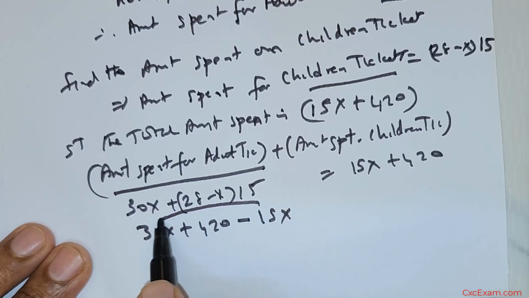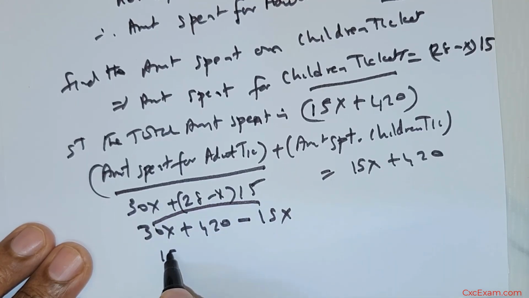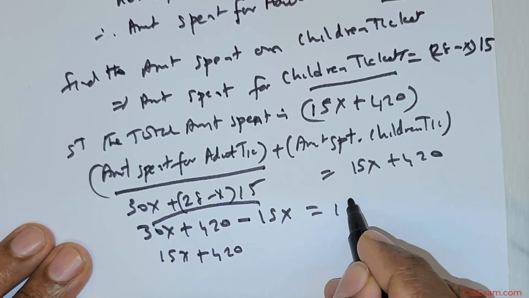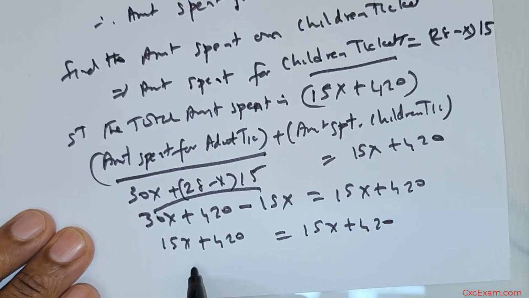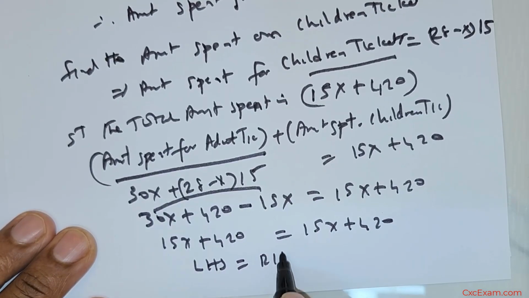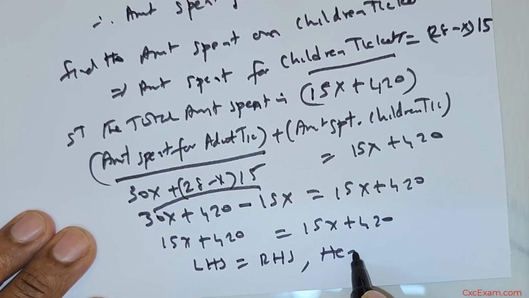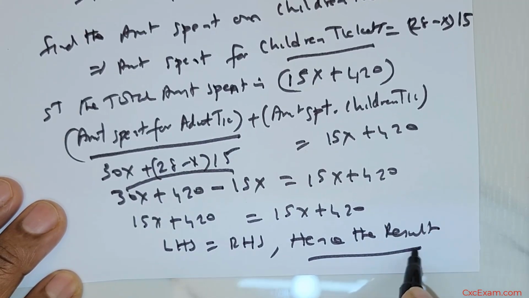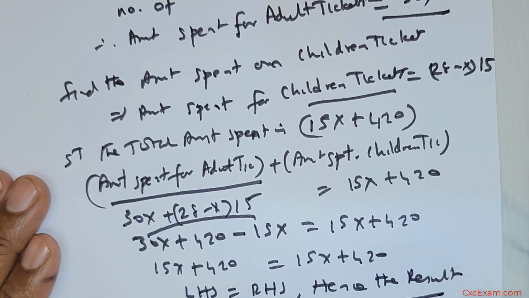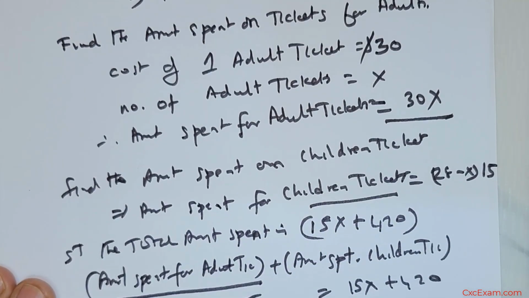Right, now you add these two. What do you get? 15x plus 420. What's on the right hand side? 15x plus 420 is equal to 15x plus 420. So what have you done? You've shown left hand side is equal to right hand side. And what does that mean? That is the result. Hence the result. Okay, so that's the conclusion for this question. Let's move on to the next one.